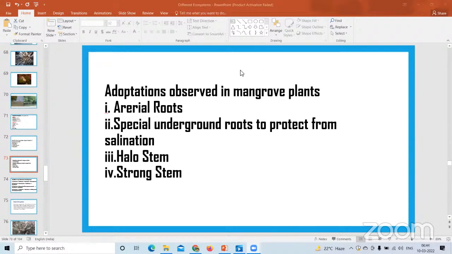These are all the adaptations of the mangrove plants. 1, 2 and 3 are the correct answers. Okay.